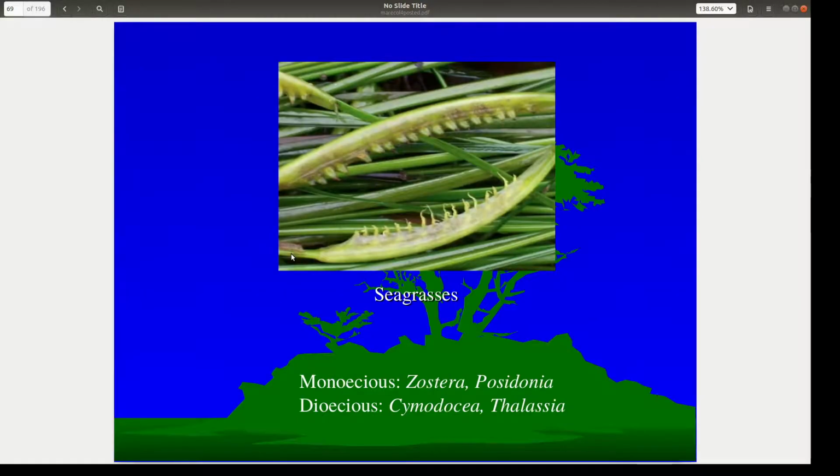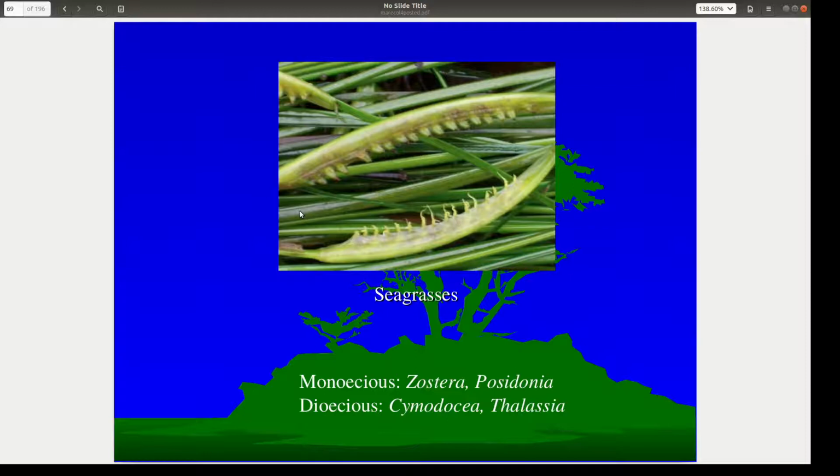All right, seagrass species. Let's take a look at plants, flowering plants, aquatic plants. The marine species are called seagrasses. And in general, in aquatic flowering plants, the vast majority of species are dioecious, which is in contrast to the terrestrial situation, in which only about 5% are dioecious. The rest are hermaphroditic.